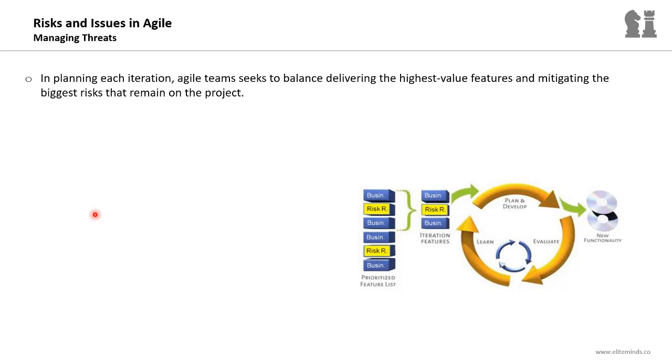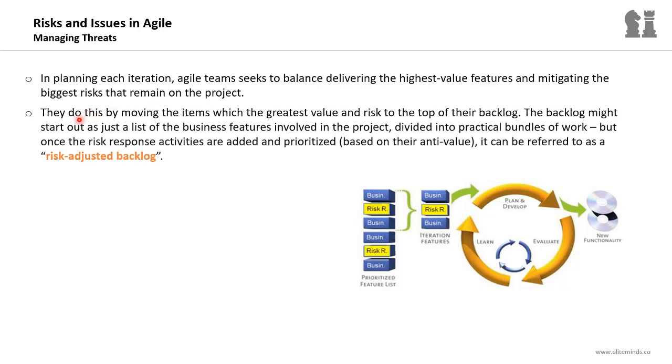Starting with the risk-adjusted backlog, in planning each iteration, Agile teams seek to balance delivering the highest value features and mitigating the biggest risks that remain on the project. Agile teams need to keep an eye on both delivering the highest value items at the top of the product backlog. At the same time, we want to mitigate the risks with the biggest impact on the project. They do this by moving the items with the greatest value and risk to the top of their product backlog.